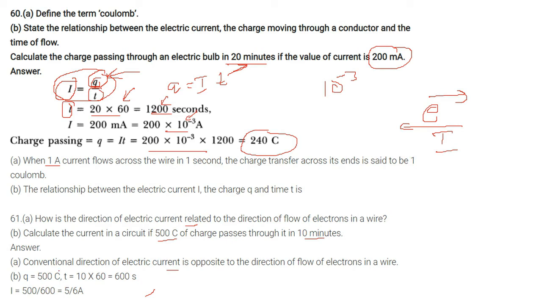The second part: Q is given as 500 coulomb, time is 10 into 60 because it is given in the question as 10 minutes. So we convert minutes into seconds. 10 into 60 is 600 seconds. So I is given by Q by T. Again we will use this expression. So 500 by 600, this is 5 by 6 ampere.